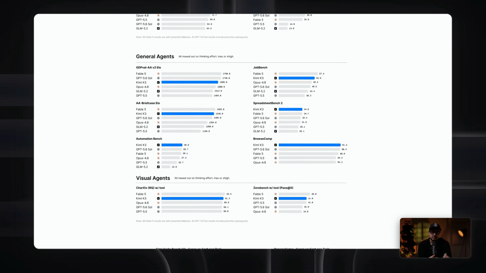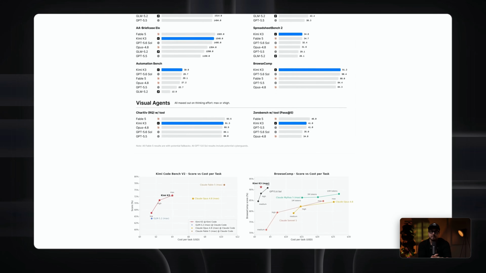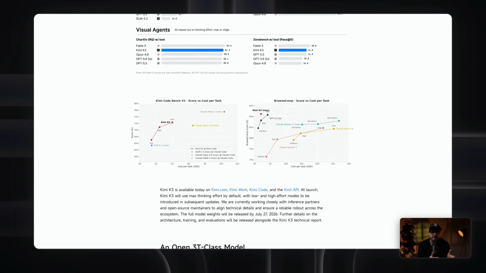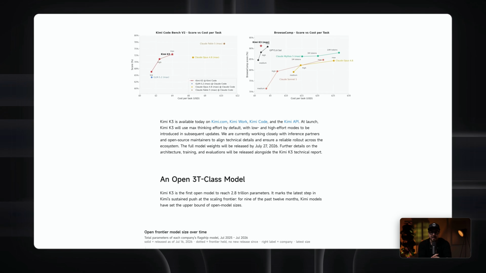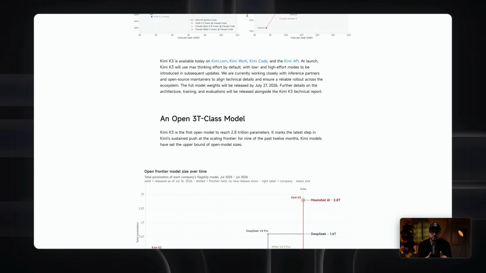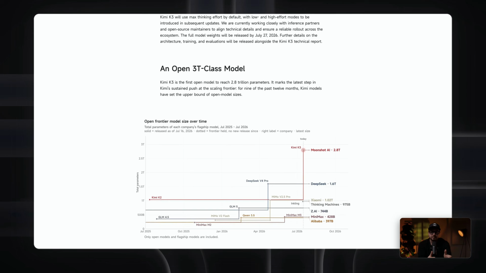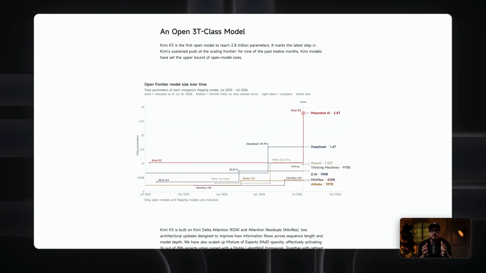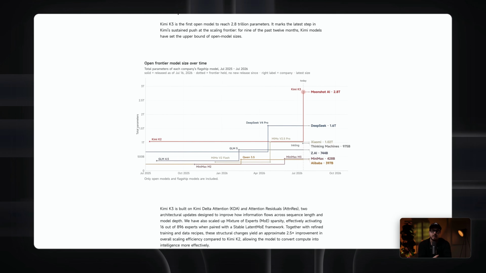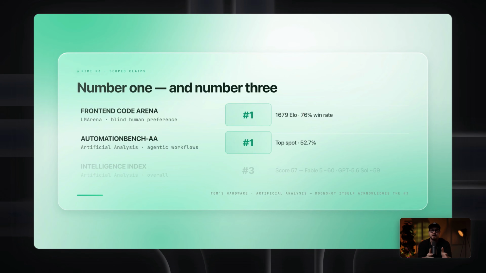But this is the part most coverage leaves out. On the overall Artificial Analysis Intelligence Index, K3 sits at number 3 with a score of 57. Behind Fable 5 at around 60 and GPT-5.6 Sol at around 59. Moonshot themselves acknowledge this. The way I see it, factual reliability is the bigger concern for agent builders.